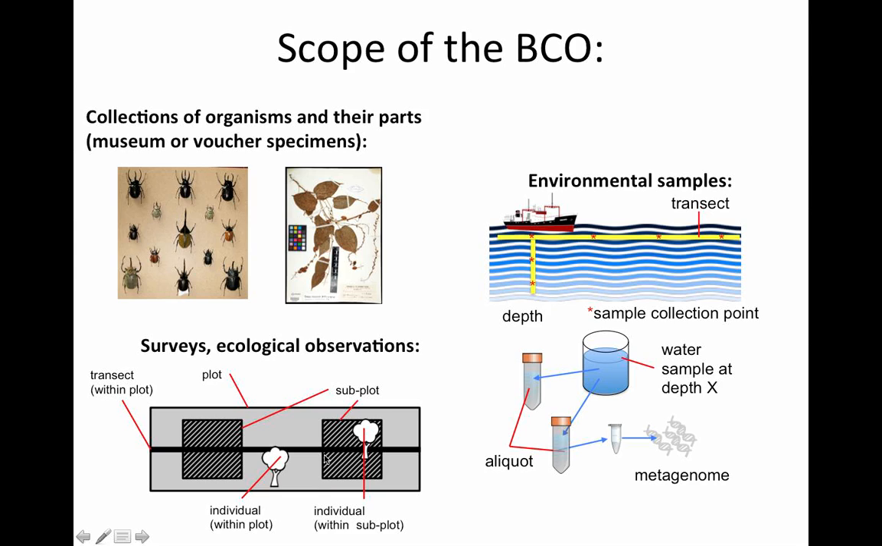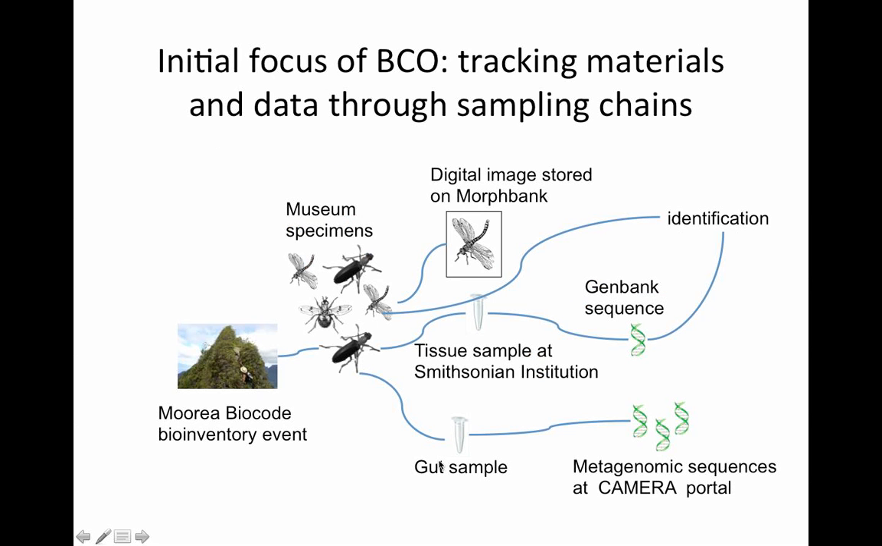The third category of biodiversity data that's the focus of the BCO are surveys or inventories or other types of ecological observations. And the main thing that's different about that class of information is that often it includes data about the presence of some organism or taxon at a specific location, but does not include the collection of a material sample. What it might have in common with other types of sampling is this nested sampling.